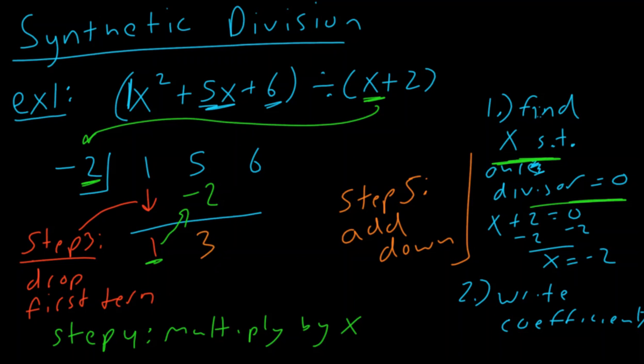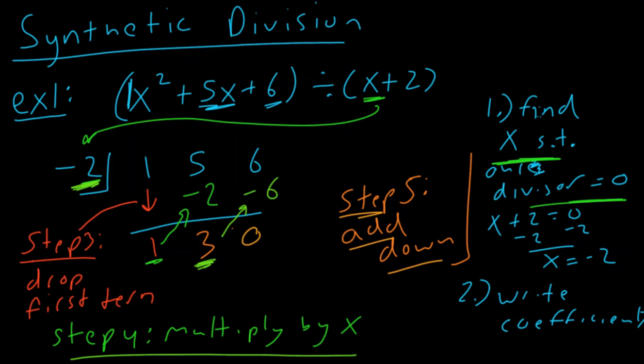Okay, let's go back to our step number 4. We are now going to multiply negative 2 times 3. And it goes up here diagonally. So negative 2 times 3 is negative 6. And now we're going back to orange because we're on step 5. We're going to add down. And 6 plus negative 6 is going to be 0.